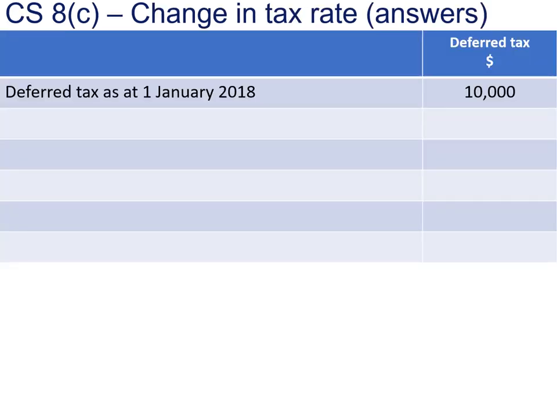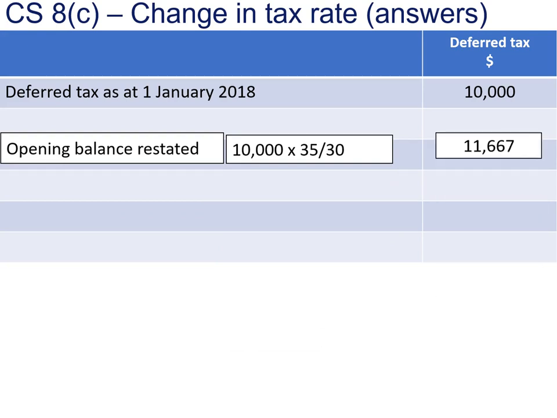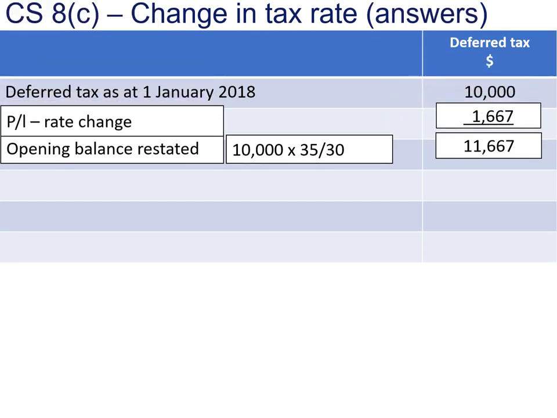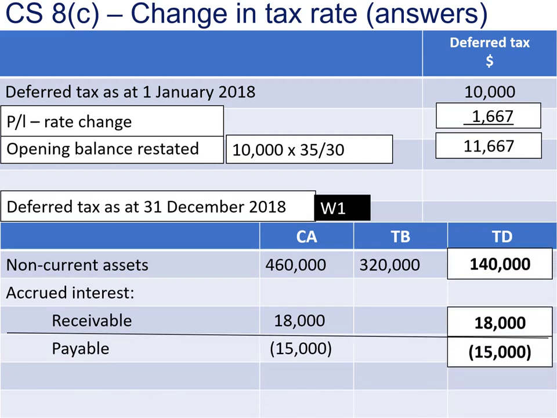Let's look at it. So at the beginning of the year, we had a 10,000 deferred tax liability. We restate that 10,000 into 11,667. So in other words, we take the balance as at the 30%, and then we work out what it is based on the 35% rate. So our opening balance would be 11,667. In other words, the change in tax rate has increased our opening balance by 1,667.